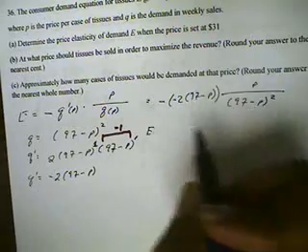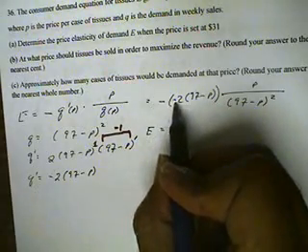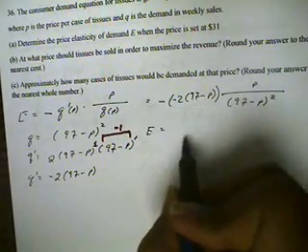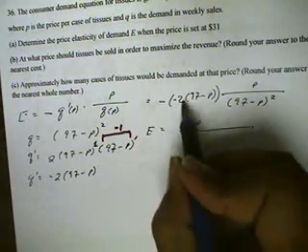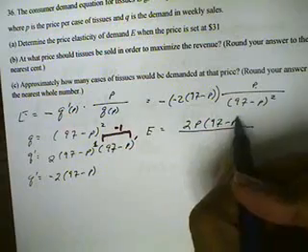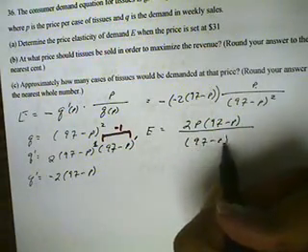Alright, so let's clean this up just a little bit. I'll distribute this negative, we'll get positive, and then 2 distributes. Well, I guess we don't have to distribute the 2. We'll just put everything in the numerator. So 2 and the P, this 2 and this P, and then parentheses 97 minus P. In the denominator we'll have 97 minus P all squared.